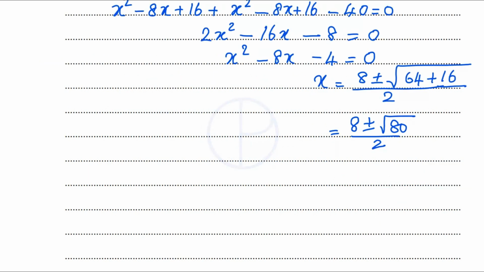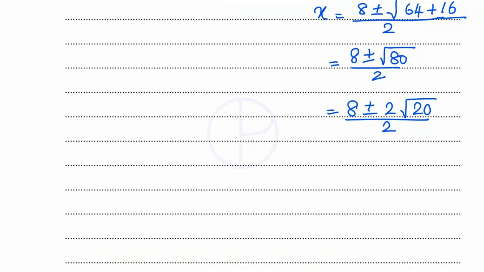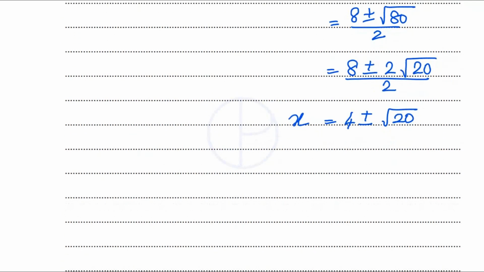80 can be written as 4 multiplied by 20. So we can write this as 8 plus or minus 2 square root of 20, divided by 2. So divide the number 8 by 2, it gives 4 plus or minus, and 2 divided by 2 gets cancelled, so square root of 20. So x takes the value 4 plus square root of 20 and 4 minus square root of 20.